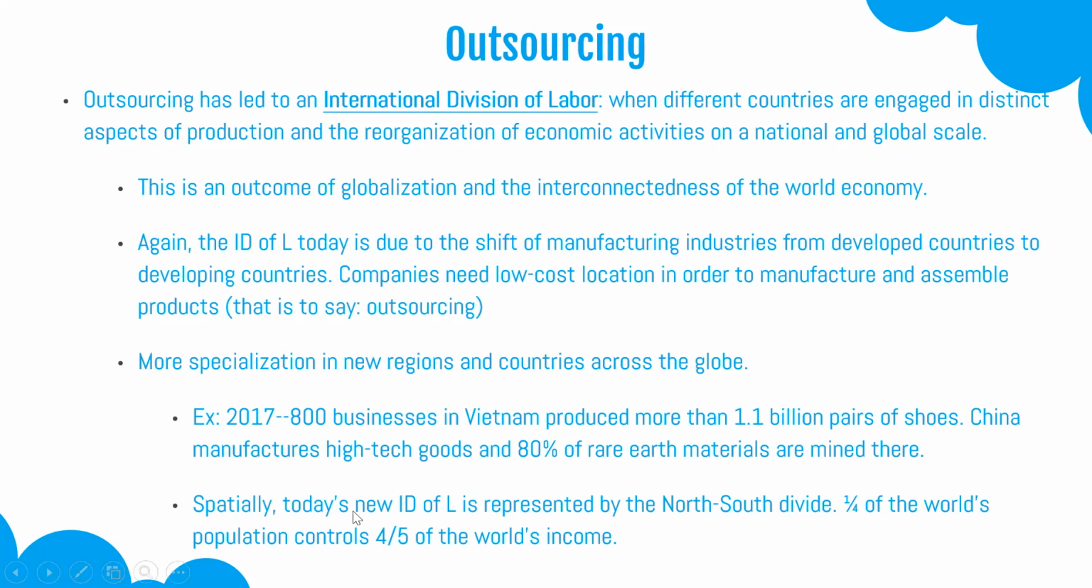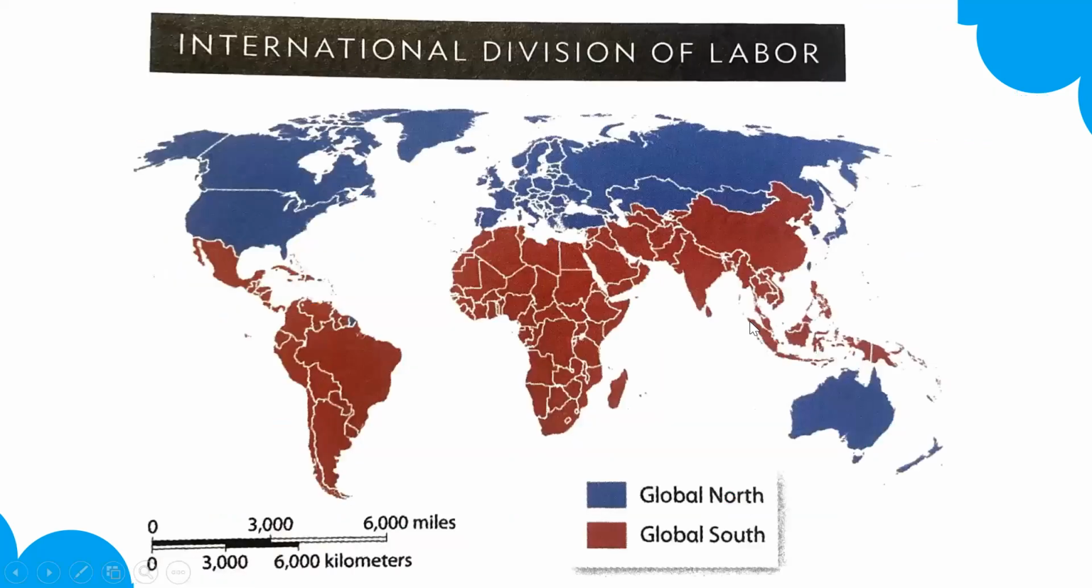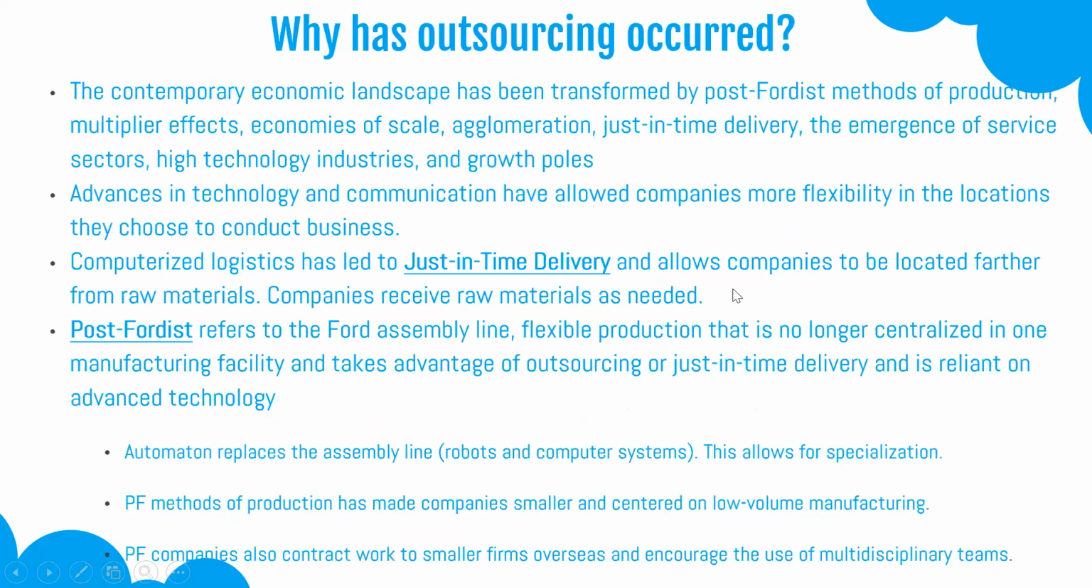And spatially today, if we're looking at a map, today's new international division of labor is represented by the north and south divide. We can see that 1/4 of the world's population really controls about 4/5 of the world's income. So this is the international division of labor today, where there's a shift of manufacturing jobs from core countries to semi-peripheral and peripheral countries.